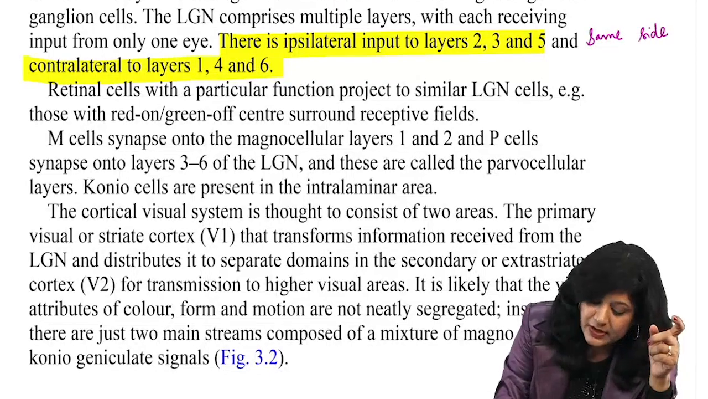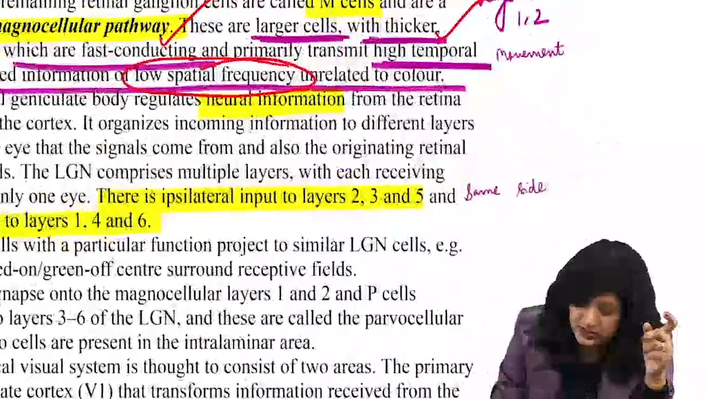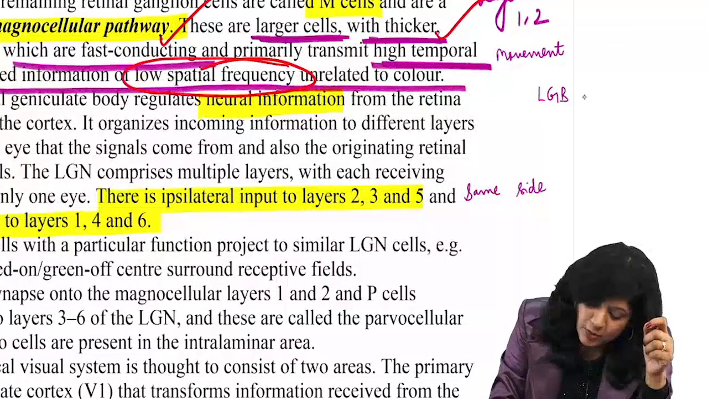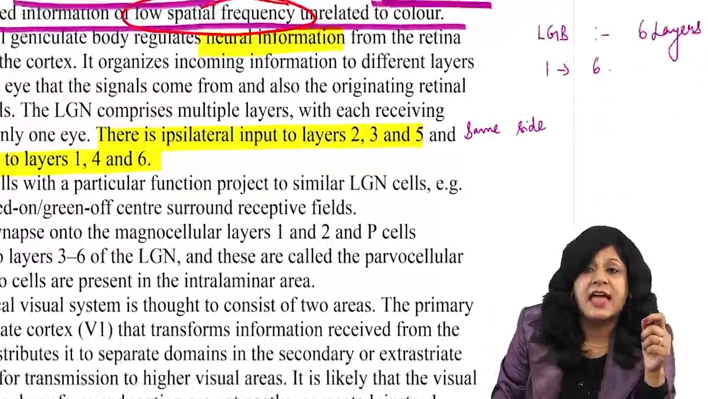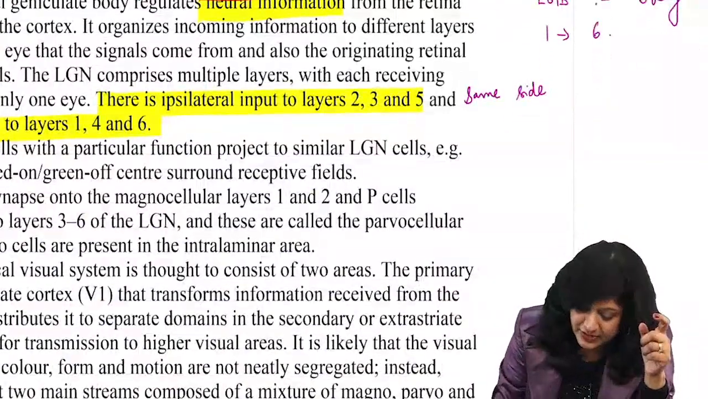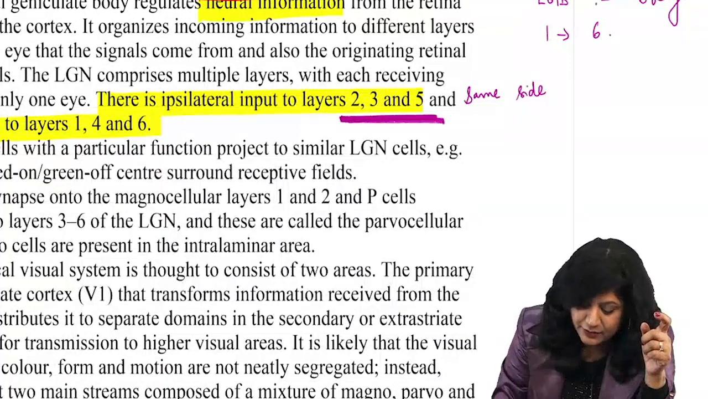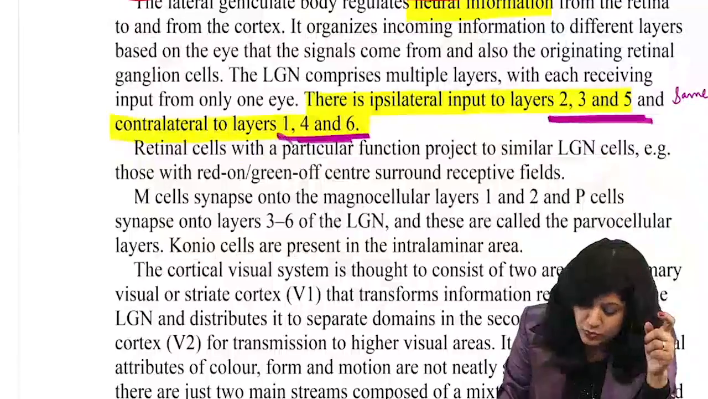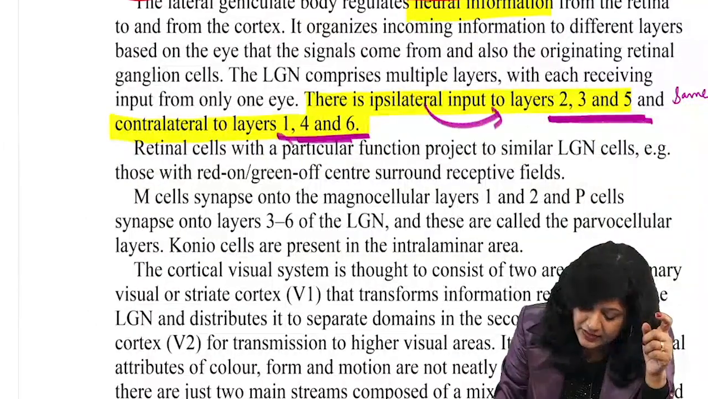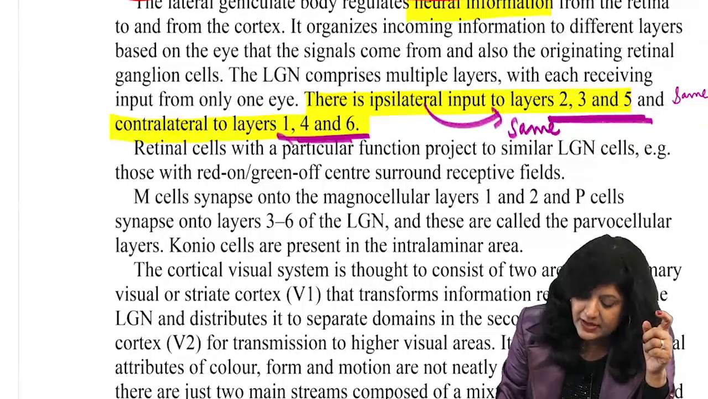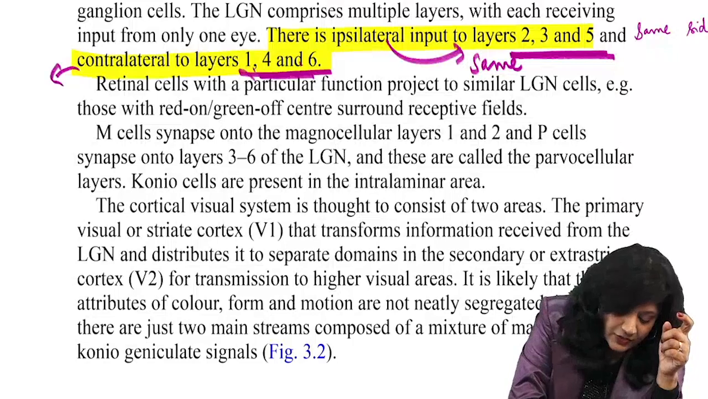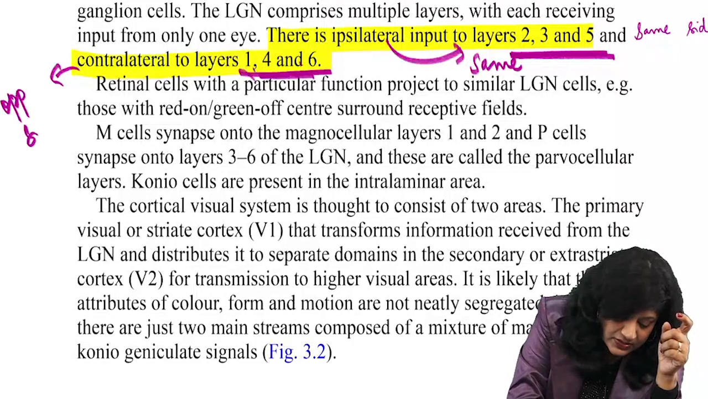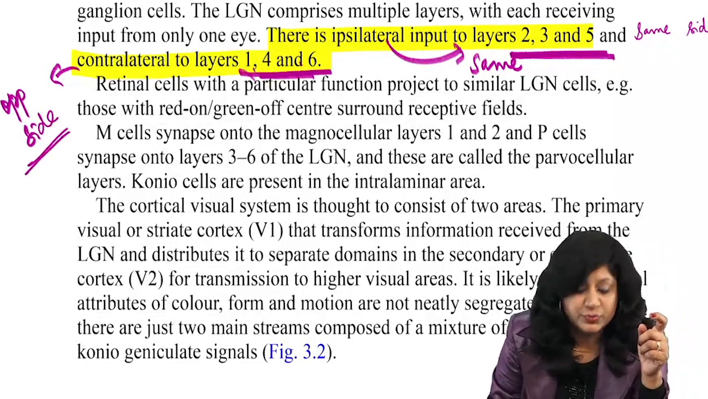See, the lateral geniculate body has 6 layers, that is 1 to 6, and out of these 6 layers you can divide them into 2, 3, 5 as well as 1, 4, 6. So 2, 3, 5 receive the input from the same side, while 1, 4, 6 is contralateral, that is the opposite side. So this also you know.